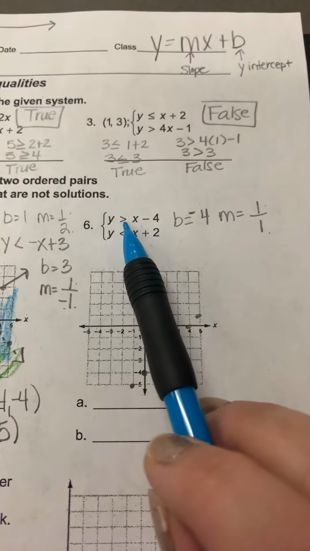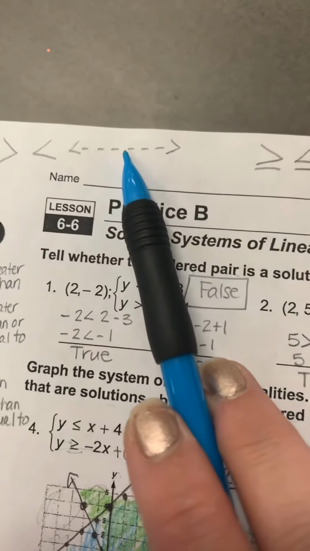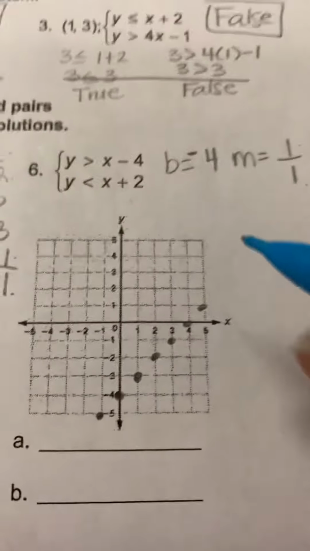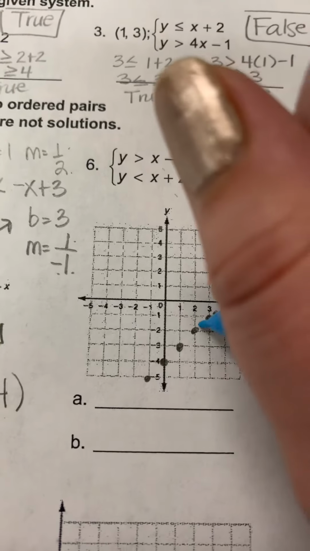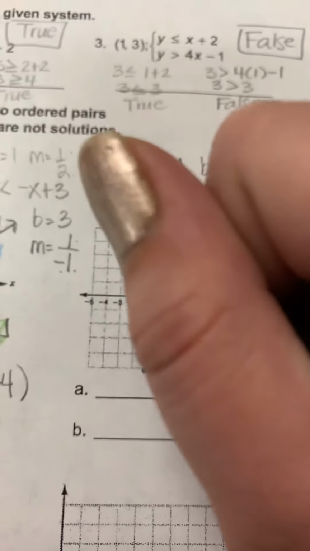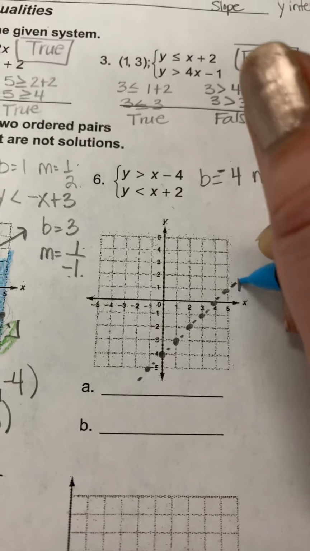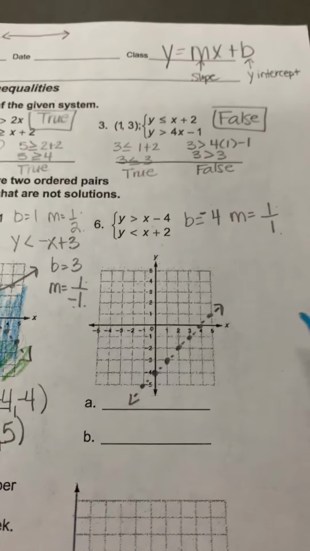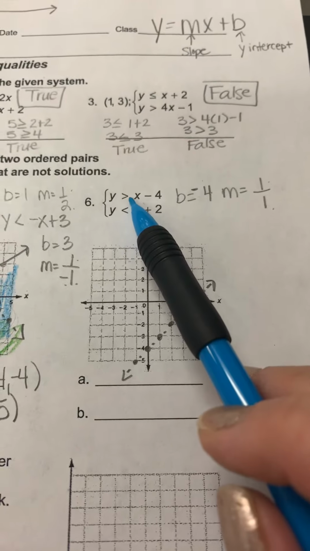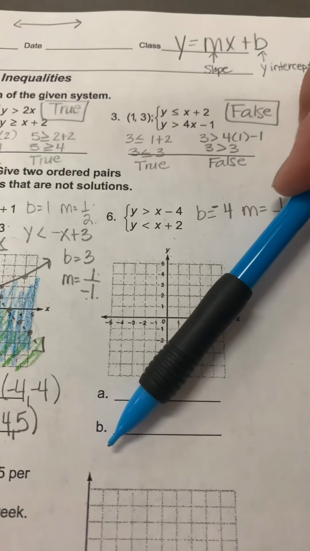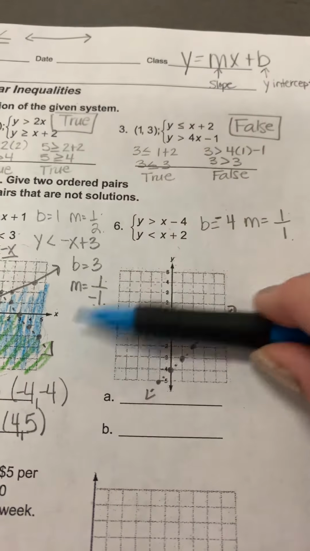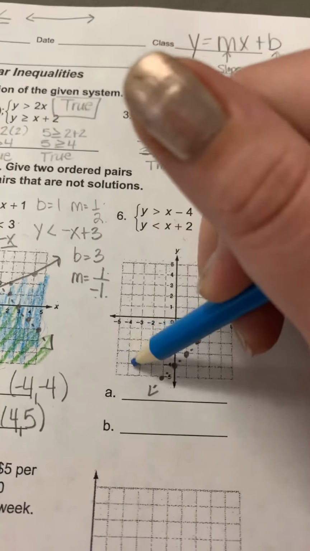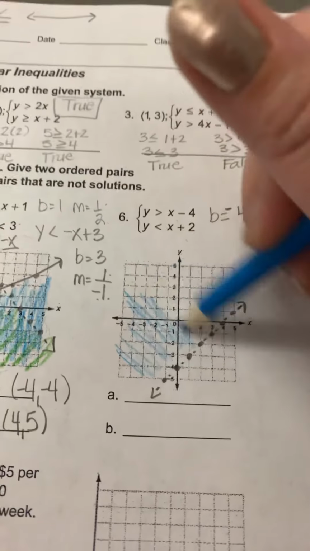It just has the greater than, so that means we're going to have a dotted line. And this is greater than, so if we take our line, move it to a straight line, above it would be up here, so we're going to shade on this part of our line.